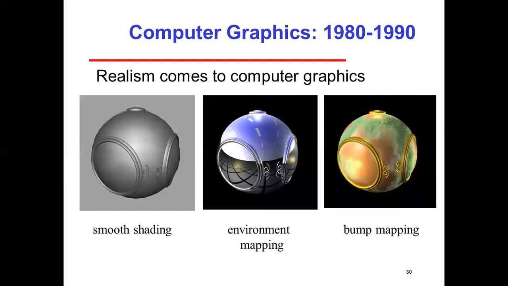Computer graphics 1980 to 1990. Realism comes to computer graphics. Now it looks very real. Smooth shading, environment mapping, bump mapping. You can see, there is a big role of computer graphics in providing the realism. That is the actuality. What is the reality? You cannot judge whether it is man-made or natural. So you can see yourself. There is a big role of computer graphics.